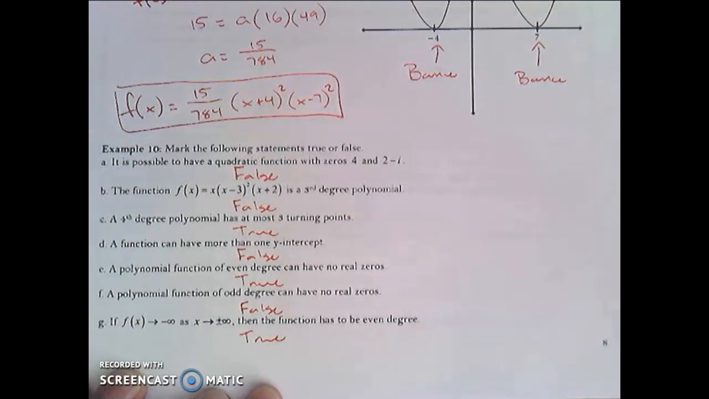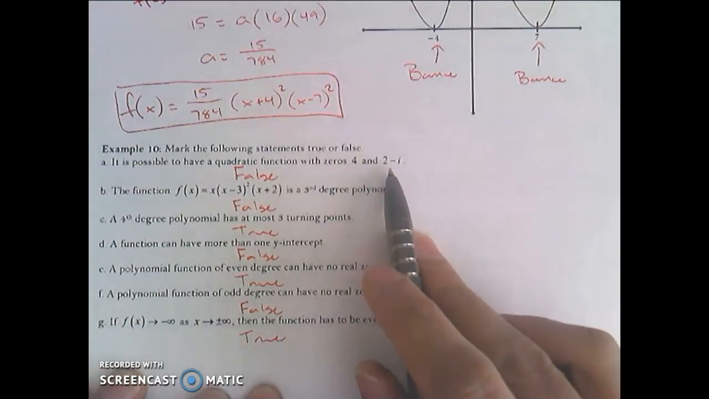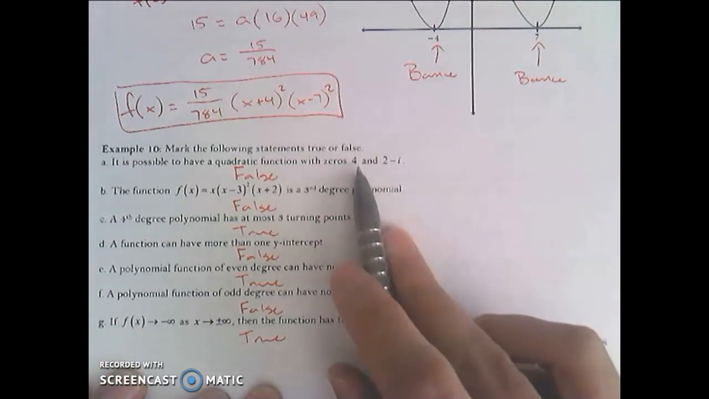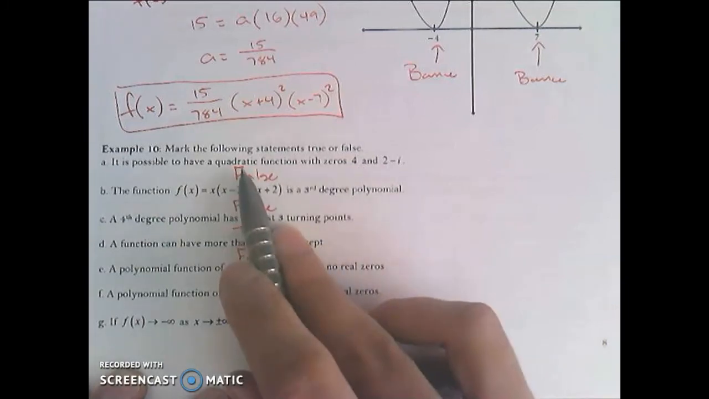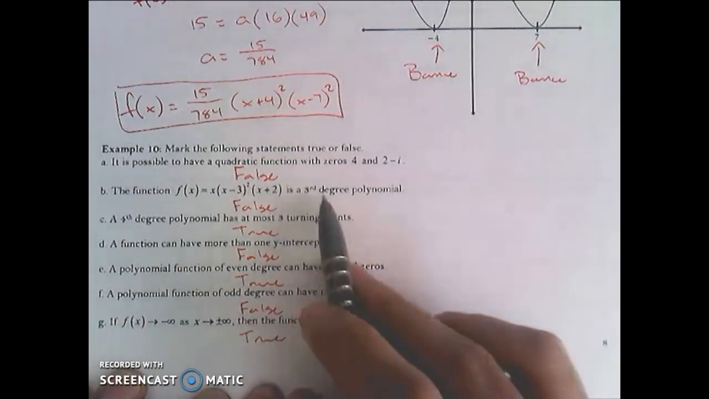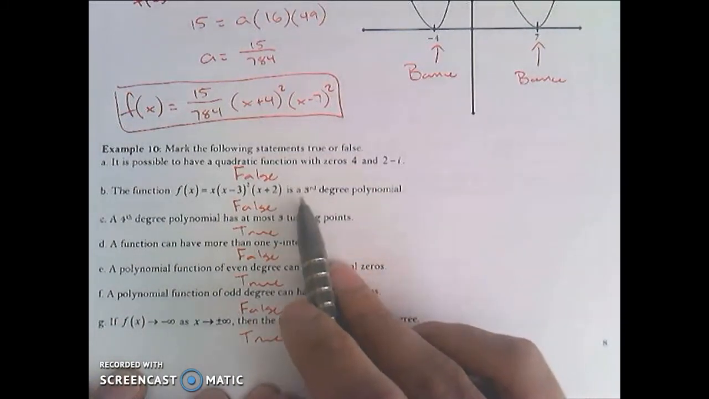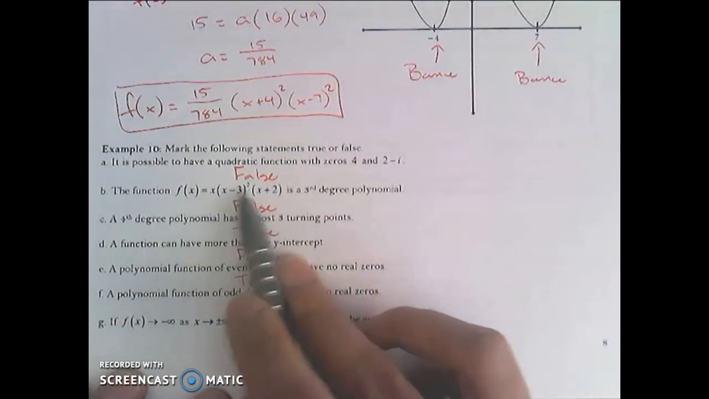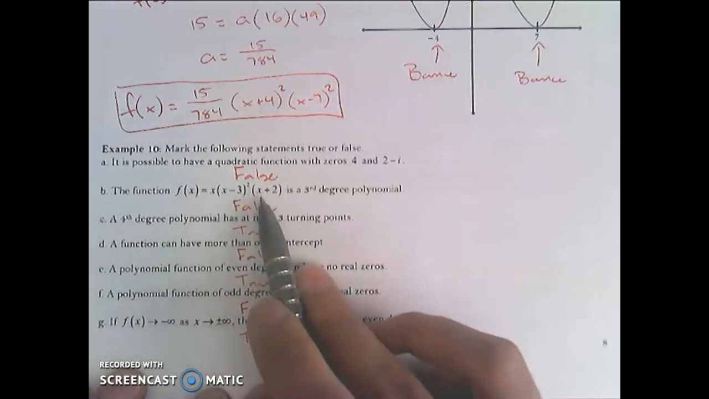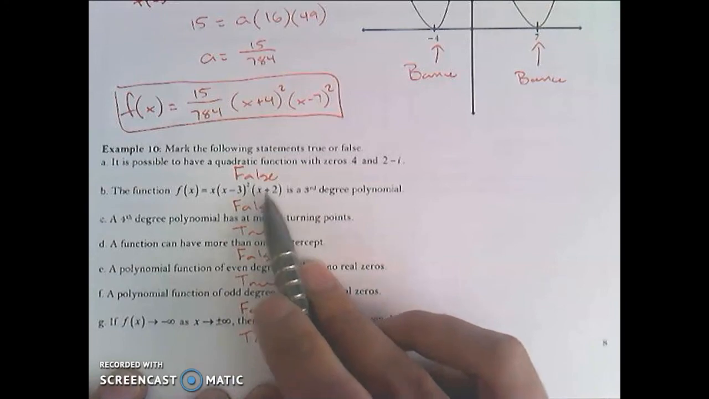For the first one, we need to have both the zeros, right? So we need 2 minus i, and we also need its complex conjugate, 2 plus i. So those two zeros plus this zero implies that we've got at least a cubic function. So this is false. This here is not a third degree, it's a fourth degree, right? We've got one x here, we've got two x's here, and then we've got a fourth x here. So we've got 1, 2, 3, 4. So this is a fourth degree polynomial.